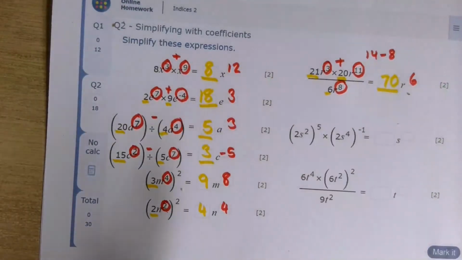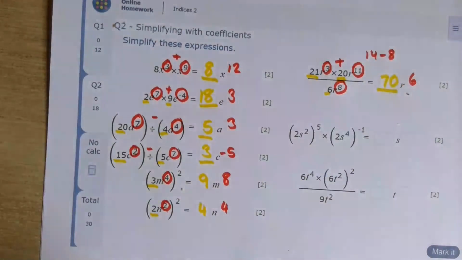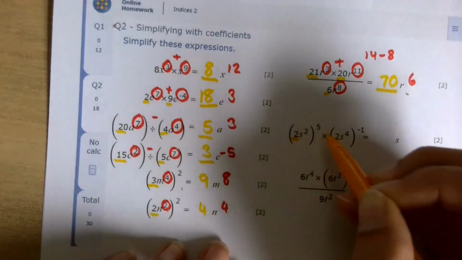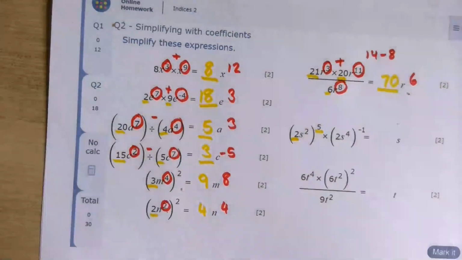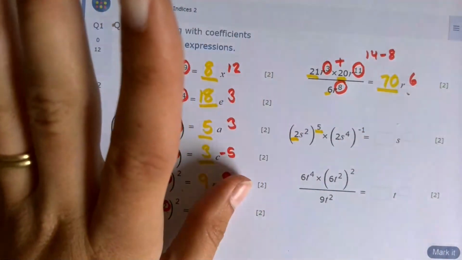Here we've got brackets and then multiplying. So I might have to do a little bit of working underneath. But again, first thing we'll do is we'll look at the integers. We won't look at anything else until we've done that. So we've got 2 to the power of 5. So we've got 2, 4, 8, 16, 32.